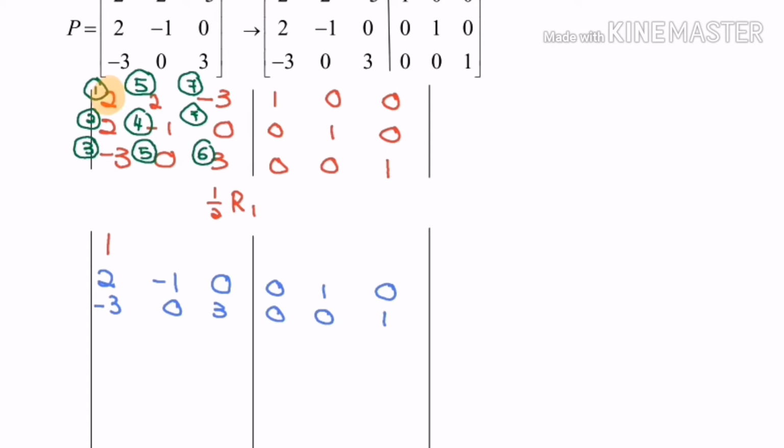And the next one will be 1 as well, followed by negative 3 over 2, 1 over 2, 0 and 0. That will be my step number 1.